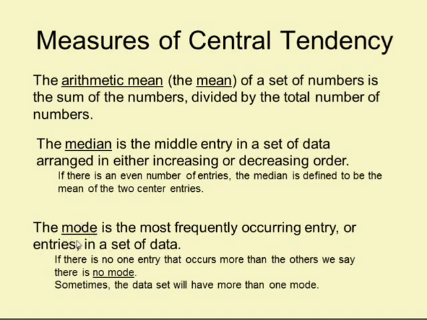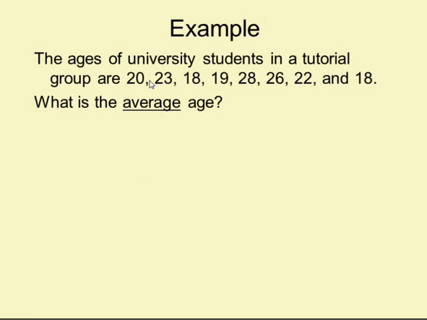Mode, if you speak French or German, you know mode. Mode means fashion, so it's the most fashionable number. Sometimes there can be no mode, sometimes there'll be 2 modes, or even 3, depending on how much data you have. And if it's grouped data, you might talk about a modal range, but we'll see that later on.